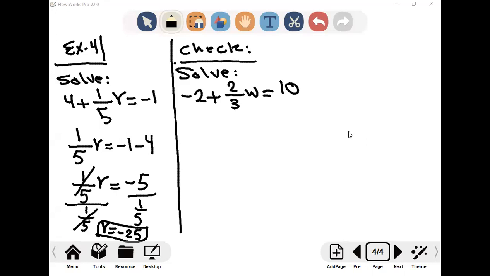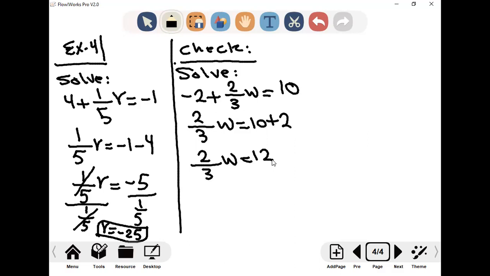First step, we get rid of this -2 to the other side. It will be +2. So we have 2/3W equal 10 plus 2, right? So 2/3W equal what? 12.